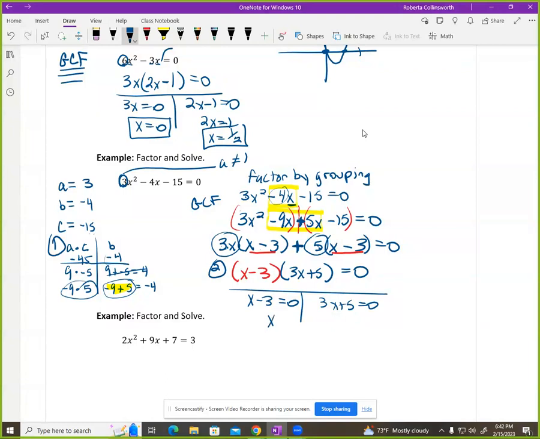I add 3 on both sides. I'm going to subtract 5 here. Now I'm going to divide by 3. These are my two x-intercepts for this quadratic, 3x squared minus 4x minus 15.